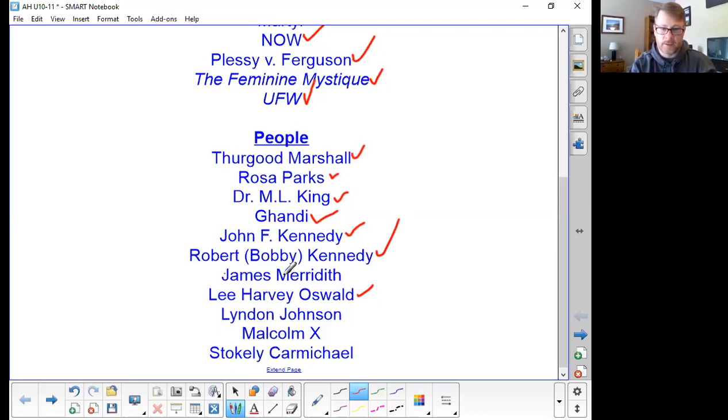Let's see, I let you skip James Meredith, certainly important, an African-American Air Force veteran who desegregated the University of Mississippi. But again, in this format, we had to cut a few things out here and there. Lyndon Johnson took over the presidency for JFK when he was assassinated, helped push through some important civil rights legislation to some degree to honor JFK.